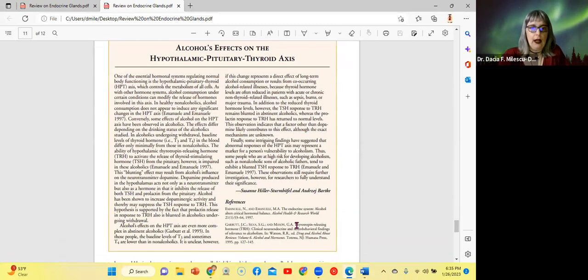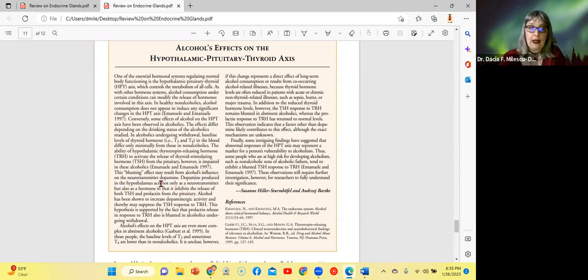All right, so alcohol and its deleterious effects, you can read all about it here, how it can inhibit the growth hormone, it can inhibit other issues like your TSH response, and of course ADH. And I don't know if you know this, but it also causes issues with the offspring, you know, fetal alcohol syndrome. And then if you look at dopamine, the blunting effect may result from alcohol's influence on the neurotransmitter dopamine.